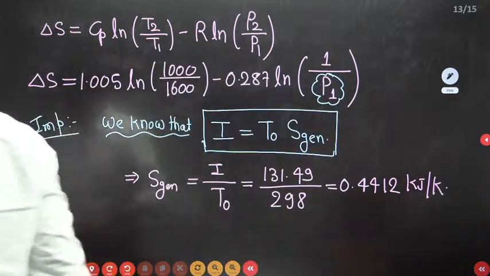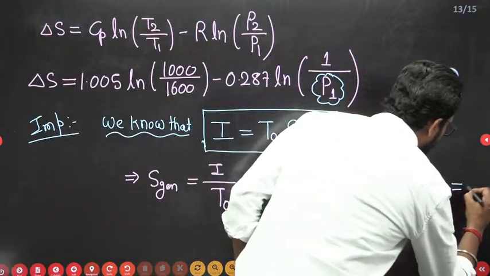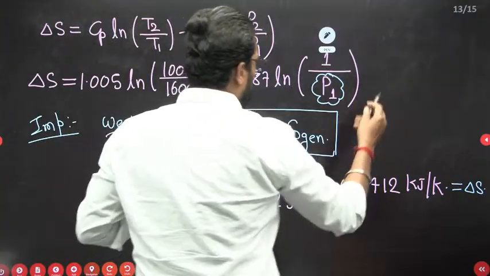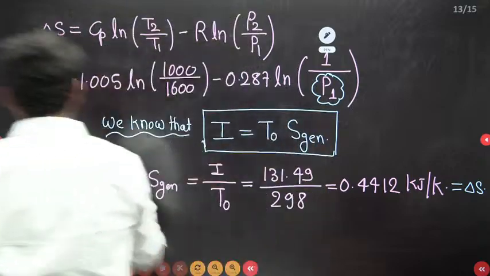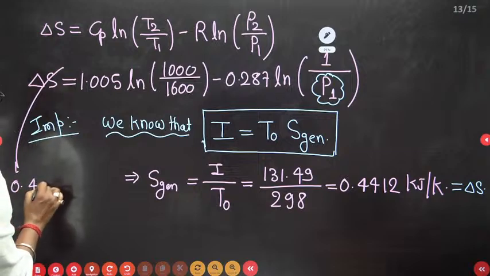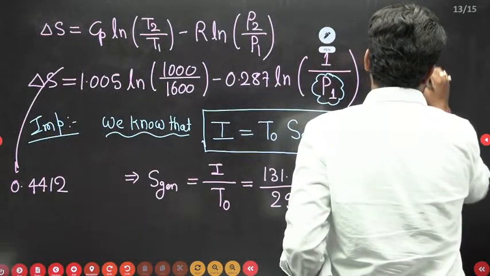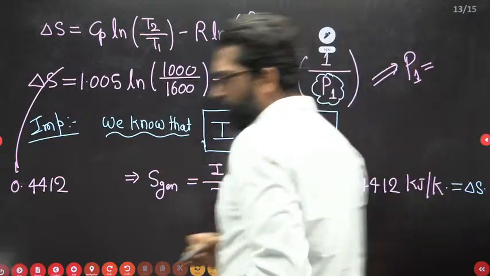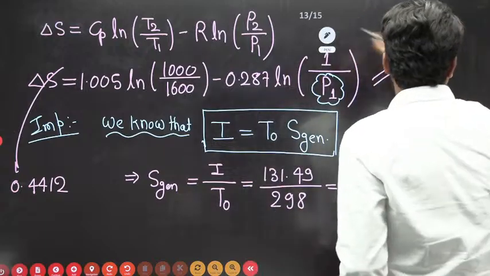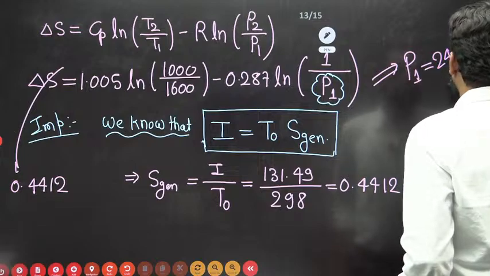This S generation is your S total, that means this is your delta S. So if you have delta S, put this value back here, 0.4412, and solve this one. The pressure P1, if you solve, is 24.12 bar. That's it. Clear?